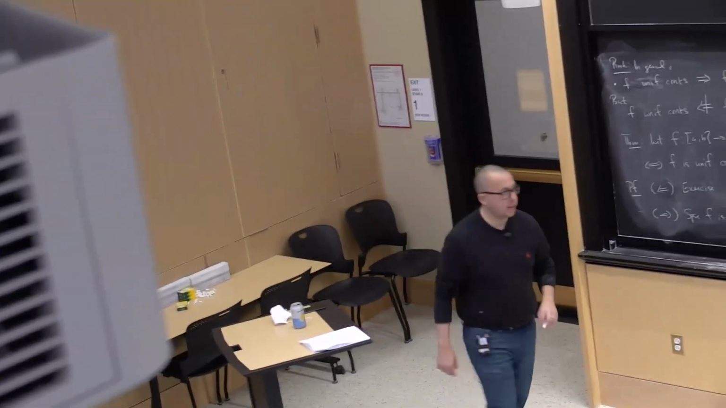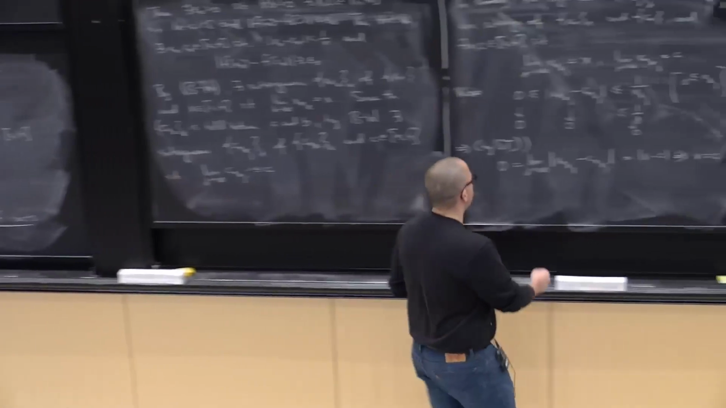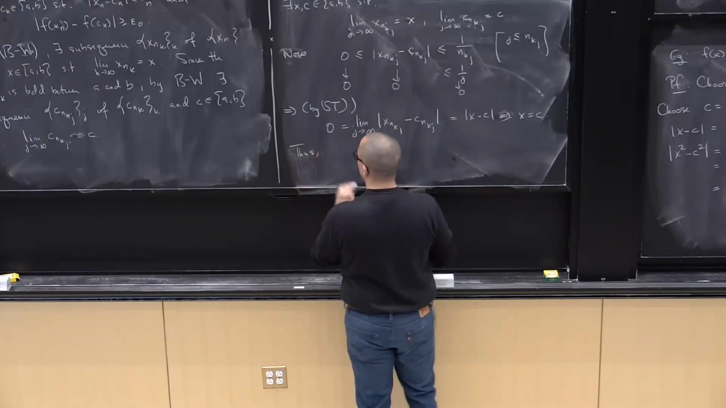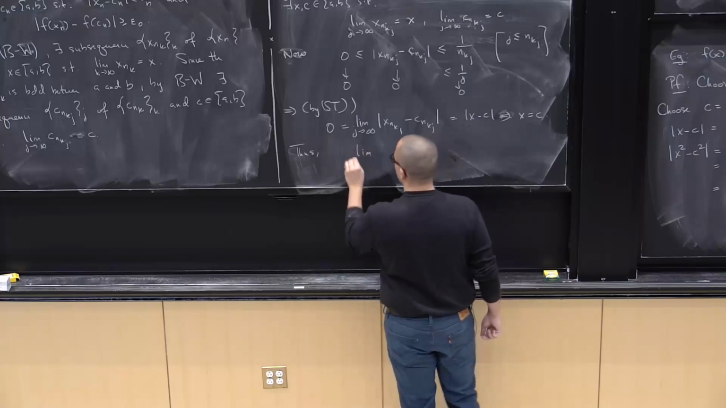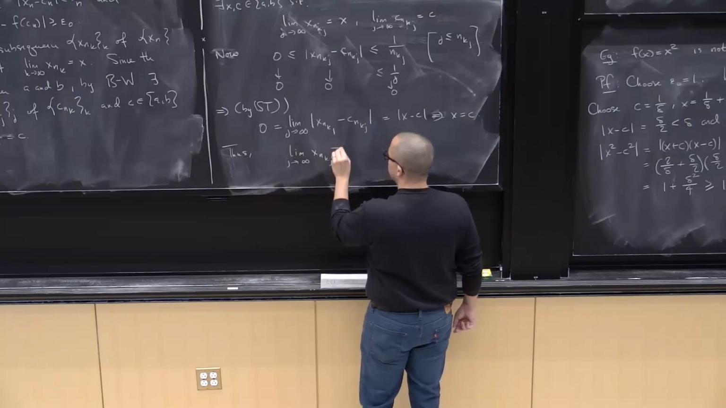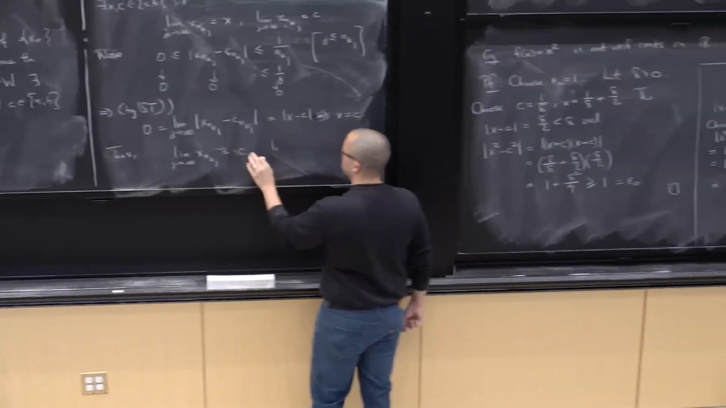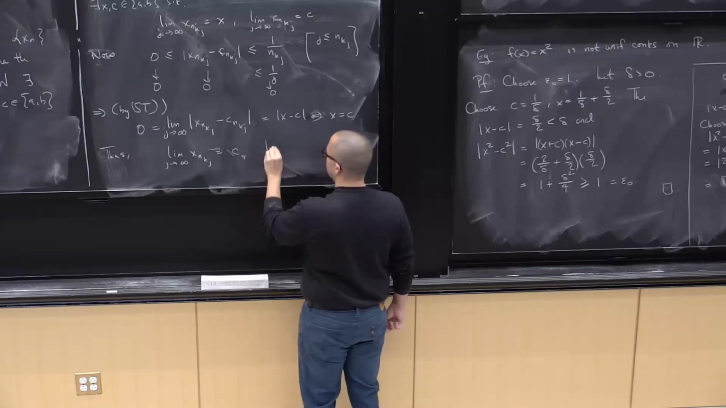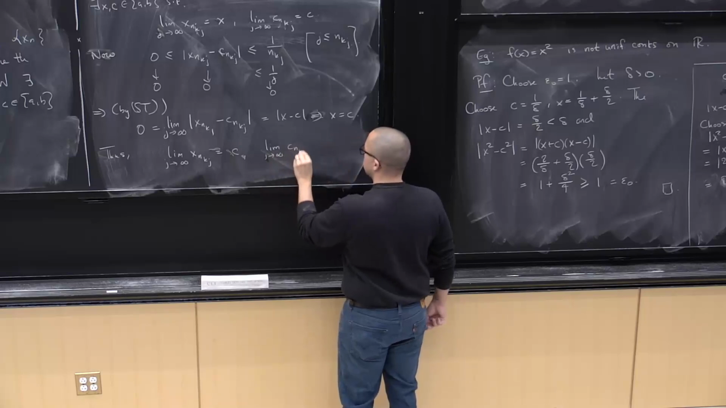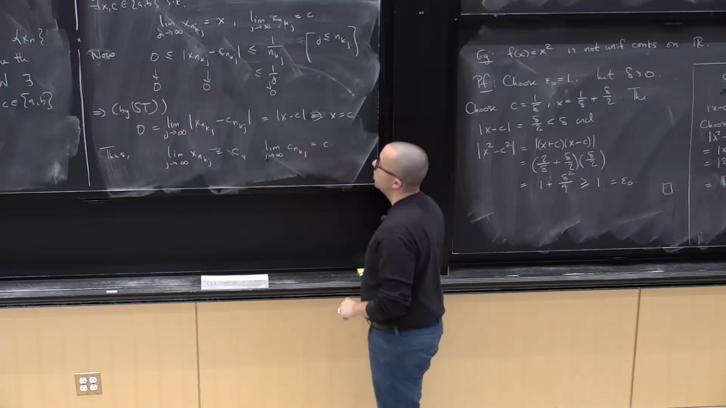Now we're almost home free. Thus, the limit as j goes to infinity of x_{n_{k_j}} equals c. And the limit as j goes to infinity of c_{n_{k_j}} equals c.